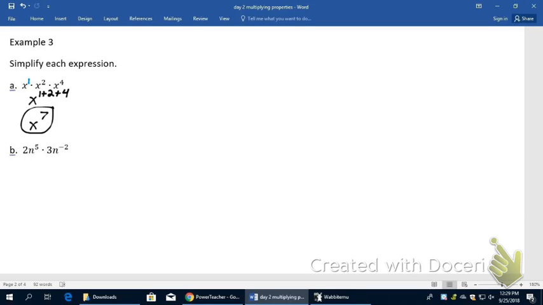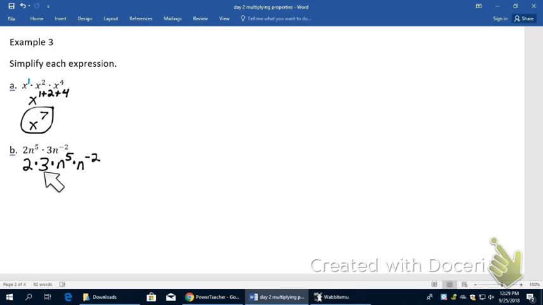On the next problem, there are 4 bases here originally, 3 unique ones. So 2 is a base, it's to the first power. n is a base, it's to the 5th. 3 is a base, it's to the first power. n is a base, it's to the negative 2. You could rewrite this in a different order, where 2 and 3 will definitely be multiplying together, and so will the n to the 5th and the n to the negative 2 be multiplying together.